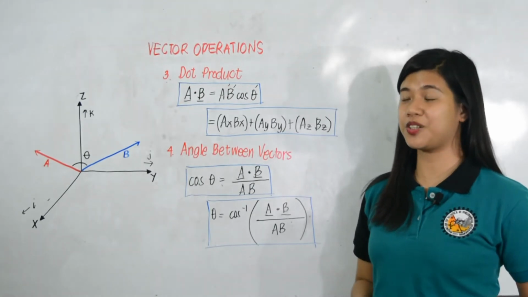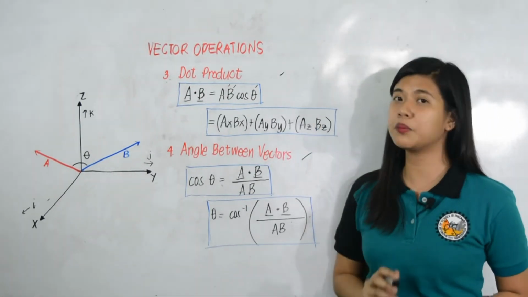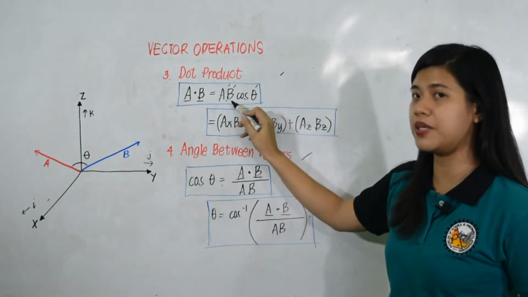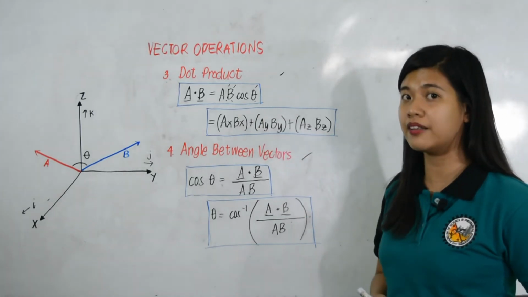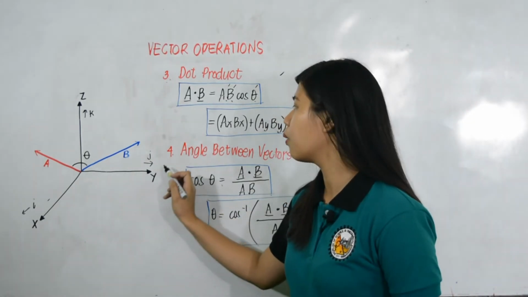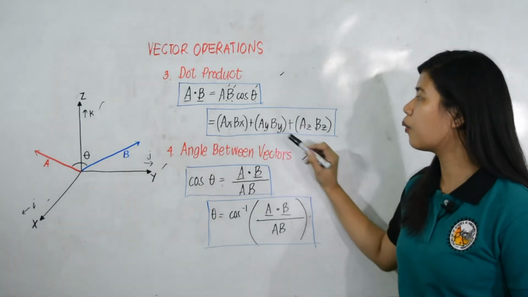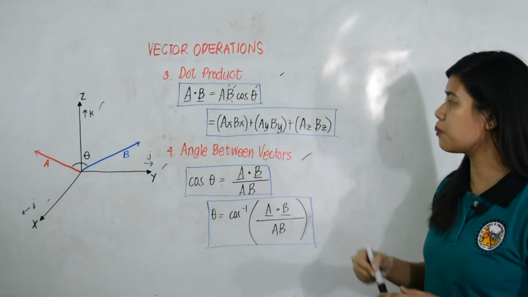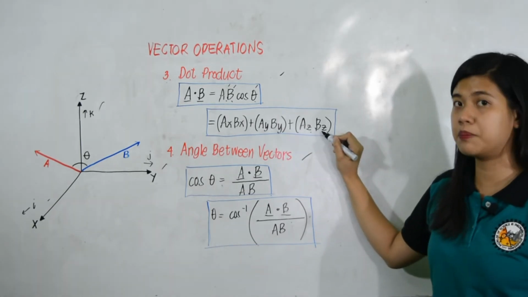Another vector operations are the dot product and then the angle between vectors. For the dot product, just simply multiply the vector a and then the vector b times the cosine theta. Or just simply multiply the vector a and then the vector b along with its x, y, and then z axis. We have it here the quantity of a sub x times b sub x plus the a sub y times b sub y plus the a sub z times the b sub z.